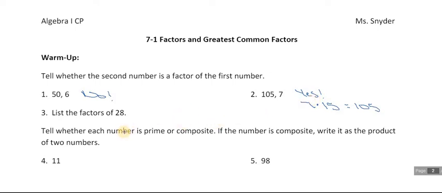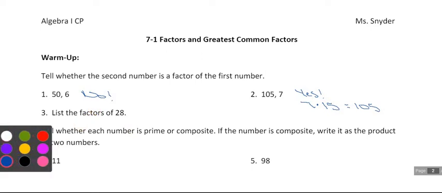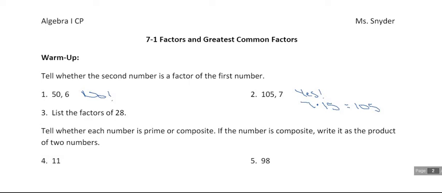Number 3 is asking us to list the factors of 28. So a lot of times I'll start by writing them as factor pairs. So 1 times 28 equals 28. 2 times 14 equals 28. 3 doesn't go into 28. 4 times 7 equals 28. So those are all my factor pairs of 28, but then if we're going to list them out as factors, we like to list them in numerical order. So 1, 2, 4, 7, 14, and 28 would be those factors.